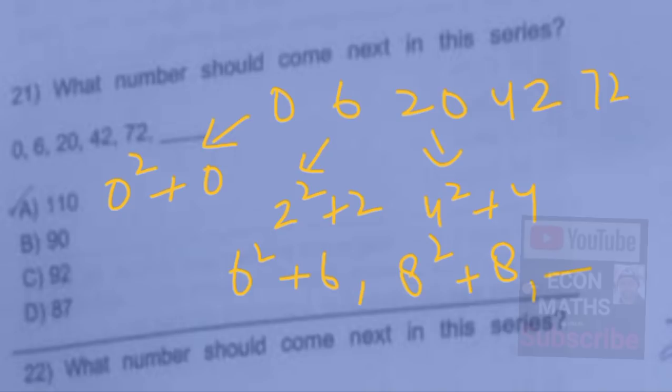Then the next one would be 10 square plus 10, that is equal to 10 square is 100 plus 10, which is equal to 110. The correct option to this question is option A, that is 110.